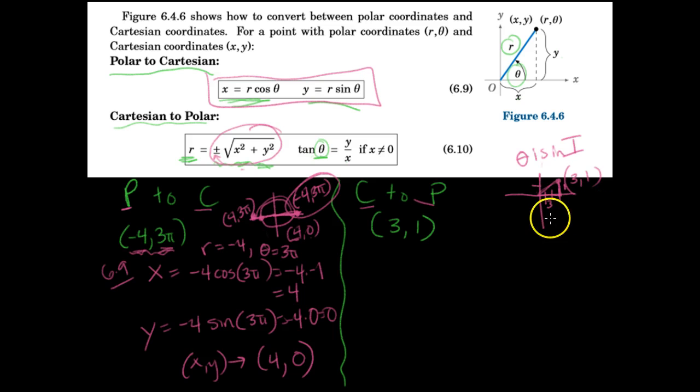Okay, so by Pythagorean theorem and by this formula, I know that r is equal to the square root of 3 squared plus 1 squared. That is 9 plus 1. That's the square root of 10. So that's r. Okay, so I've got my square root of 10. I don't have my theta.